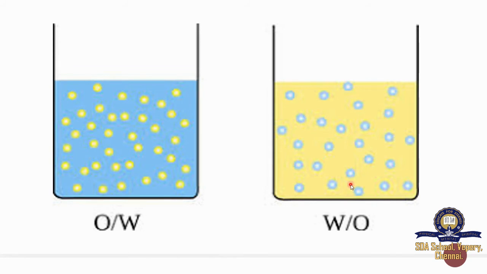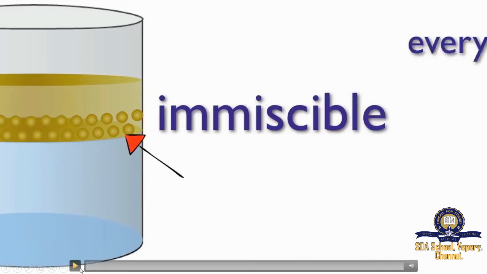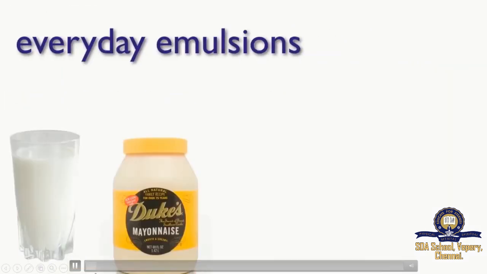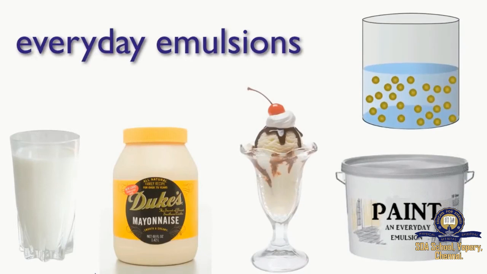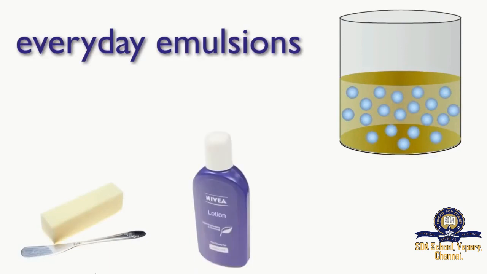Listen to this video carefully. It explains the types of emulsion which we use in our day-to-day life. Everyday emulsions include milk, mayonnaise, ice cream, and paint. These emulsions are mostly oil droplets in water. Emulsions can also exist as water droplets in oil. Real-life examples include margarine, lotions, and facial creams.